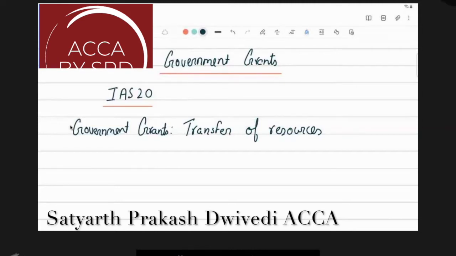Yes, Samriddhi? Does it make sense? Right? Transfer of resources to an entity.